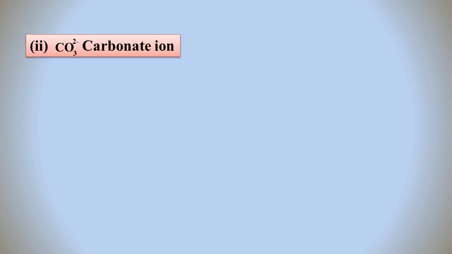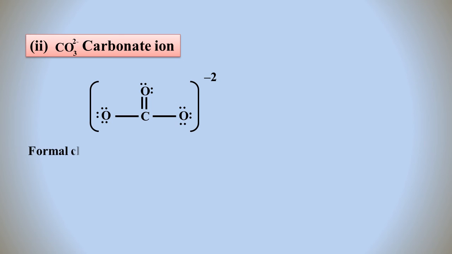Okay, we have another example, the carbonate ion, CO3 negative 2. We have carbon in the middle, surrounded by 3 oxygen atoms. We said oxygen has an abnormal behavior, so we can write negative 2 here. The formal charge on the carbon atom: carbon is tetravalent, so we have 4 minus, okay, 4 minus what?